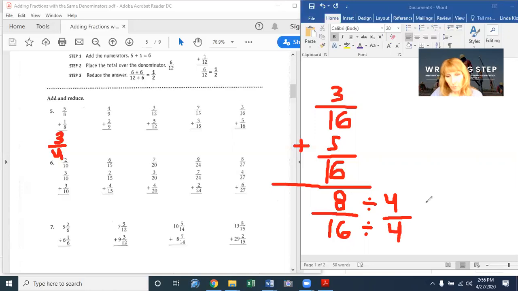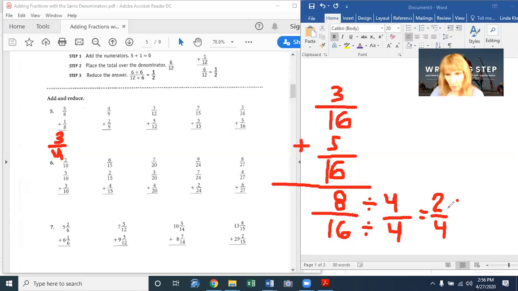8 divided by 4 is equal to 2. 16 divided by 4 is equal to 4. Now notice what happened. I can go even further. So there was a bigger number, wasn't there? I could actually have divided 8 into the top and the bottom. So that's okay. And I wanted you to see that you don't have to get that biggest number right away. You can sometimes have to reduce a couple of times.